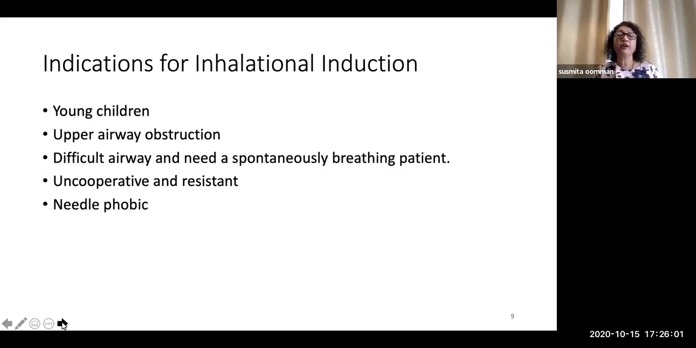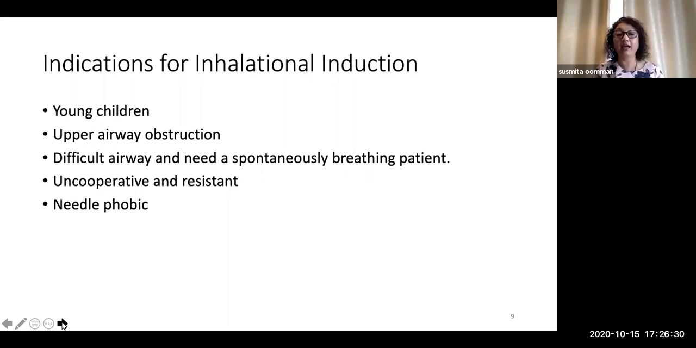Now, suppose we have a situation in an adult where we know that the airway is going to be a difficult airway. If I paralyze the patient, I could be in trouble. I may not be able to secure the airway. In that case, again, I prefer to keep the patient breathing spontaneously, so that I'm not faced with a man who is not breathing and I'm not able to secure the airway.